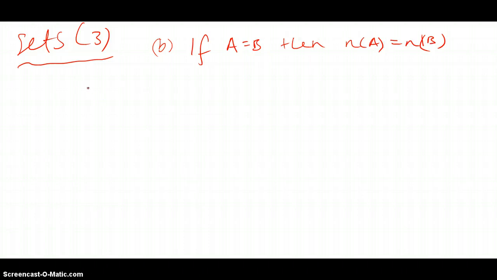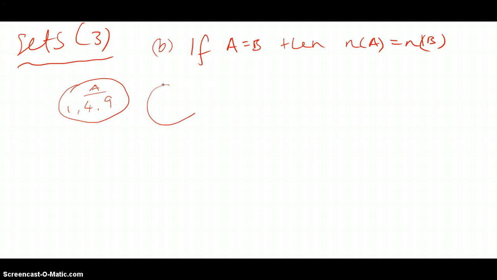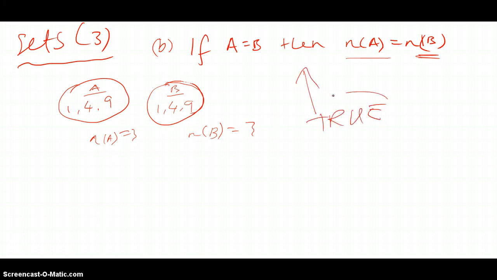Okay, let's have a look at this example. If A equals B, let's have a look at set A as the numbers 1, 4, 9. Okay, and set B is exactly the same thing. So B is 1, 4, 9. What are the number of elements in A? Number of elements in A equals 3. What are the number of elements inside B? So number of elements inside B equals 3. Therefore, this statement is true.